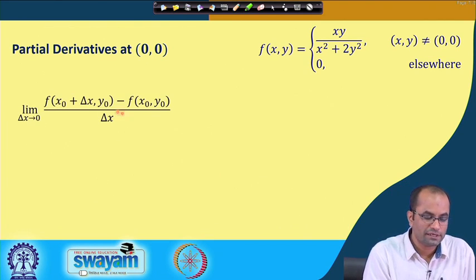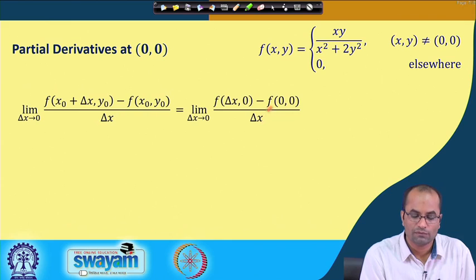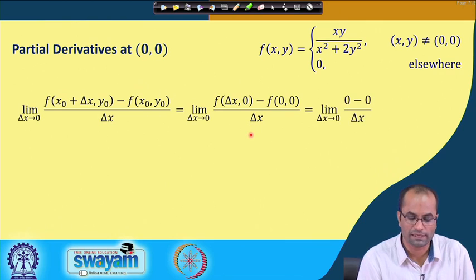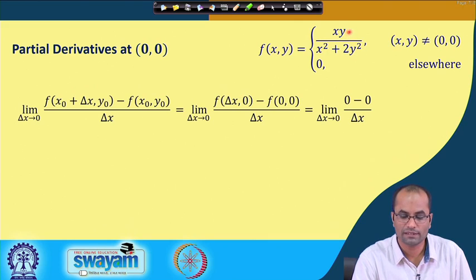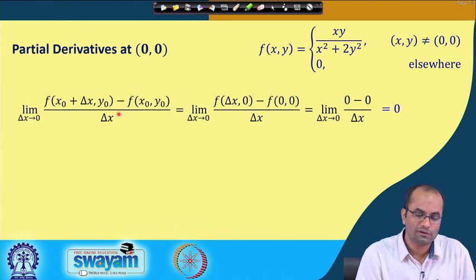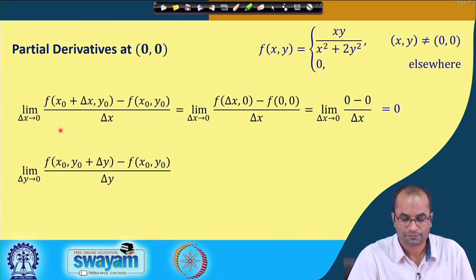So, the partial derivatives, again with the definition we have this fundamental definition, which at the (0, 0) point becomes f(Δx, 0) minus f(0, 0) over Δx. Now, f(Δx, 0): one argument is 0, the y is 0. So, this will become 0 because of this product. Here it is 0 and then f(0, 0) is also 0. So, 0 minus 0 over Δx, and this is 0 whatever Δx is. So, the value of this limit is 0. That means the partial derivative with respect to x is 0.